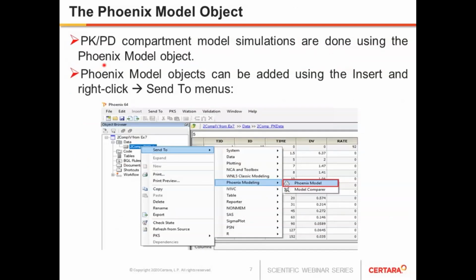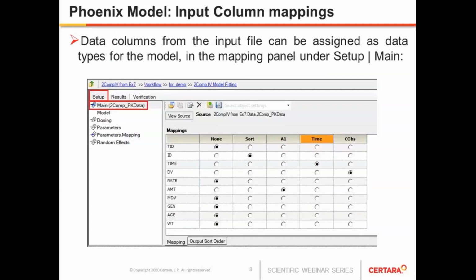The PK/PD compartment model simulations are done using the Phoenix model object. The Phoenix model object can be added using the Insert menu or a right click on the Send To menu, as you can see in this picture. The second part is mapping the data columns, which you can see up here, where you can map a sort by ID. If it's a dose, the amount is mapped to dose A1, the time to time, and COBS to concentration.